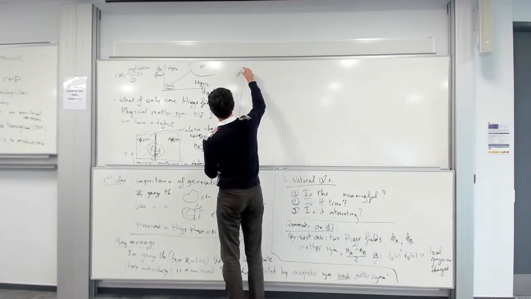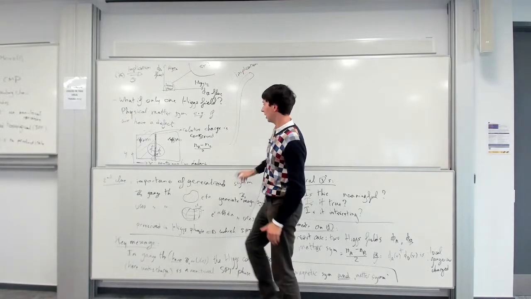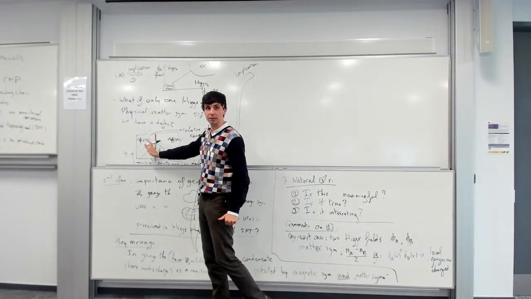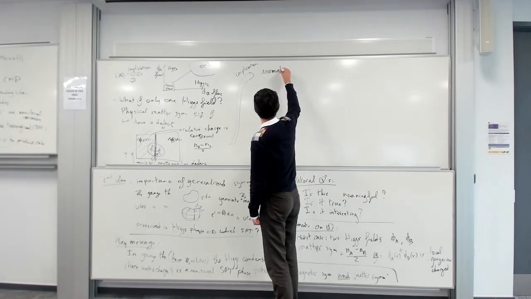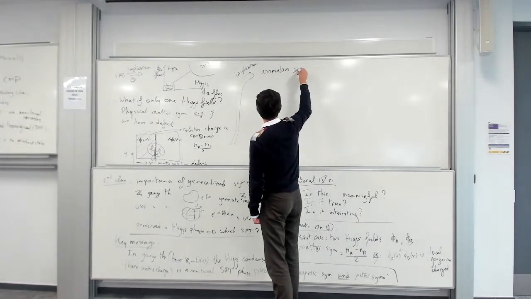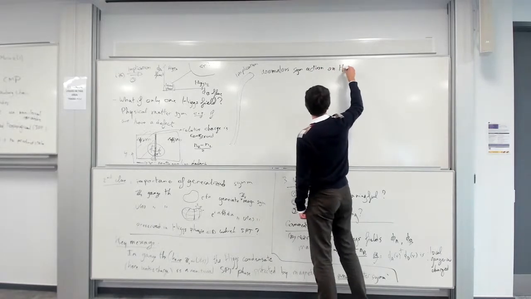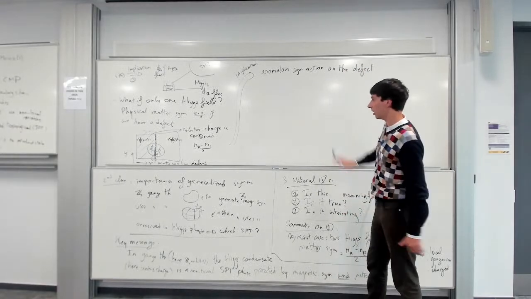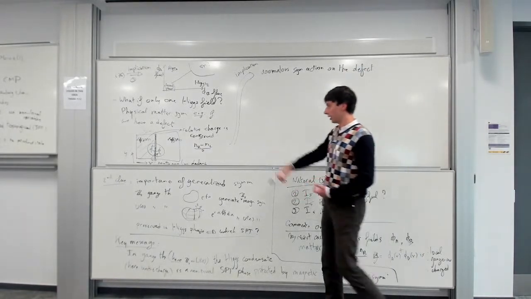An implication is that now this defect looks like the edge of an SPT. So you have an anomalous symmetry action on the defect, where the magnetic symmetry together with the matter symmetry is acting anomalously.